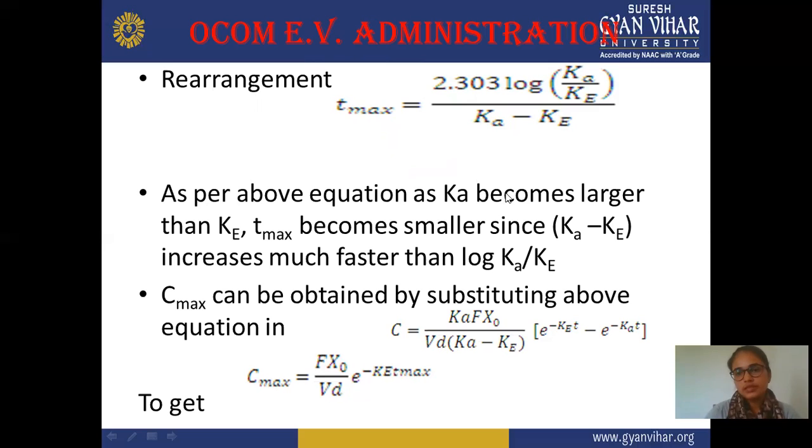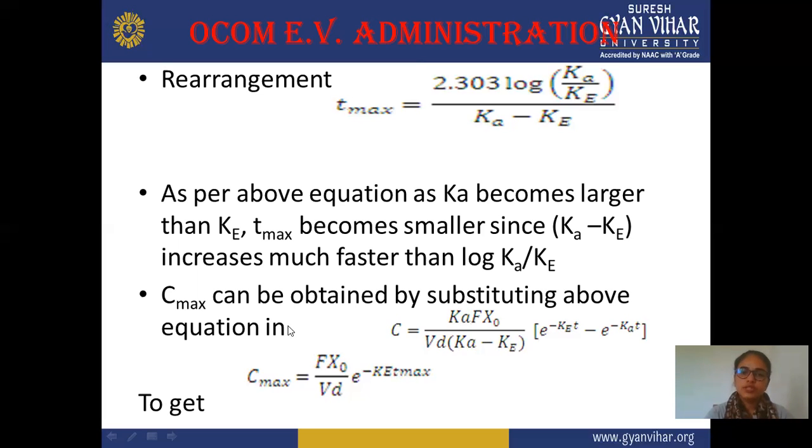As per the above equation, as Ka becomes larger than Ke, because absorption is more than elimination, we can say that the absorption rate constant is more than the elimination rate constant, and Tmax becomes smaller, since Ka minus Ke increases much faster than log Ka divided by Ke. So that's why Tmax, or the maximum time required for this assessment, is also small, and in this condition Ka minus Ke increases at a faster rate than log Ka divided by Ke. And Cmax can be obtained by substituting the above equation.